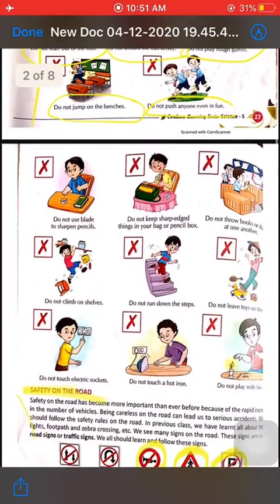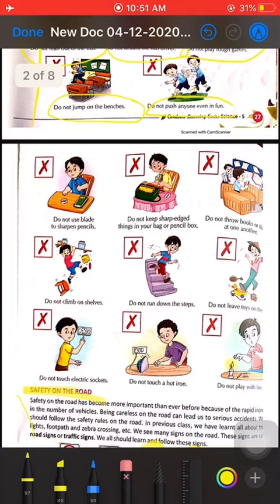Next, do not use a blade to sharpen pencils. Always use a sharpener. If you don't have one, you should borrow it from your friend. And do not use blades to sharpen your pencils. Of course, if you do not have a sharpener at home, you should tell your mother or father. Either they will get you a sharpener, or they will themselves sharpen your pencils with whatever thing they want.